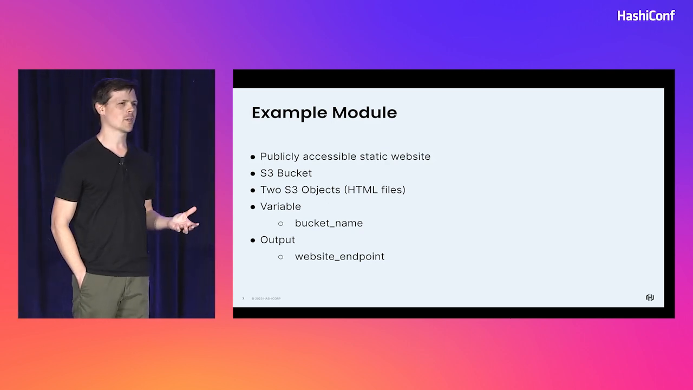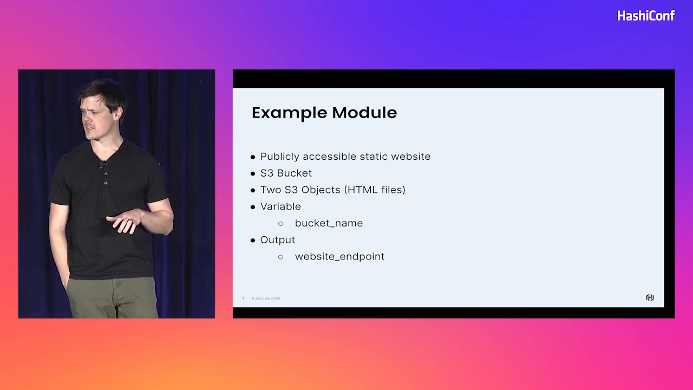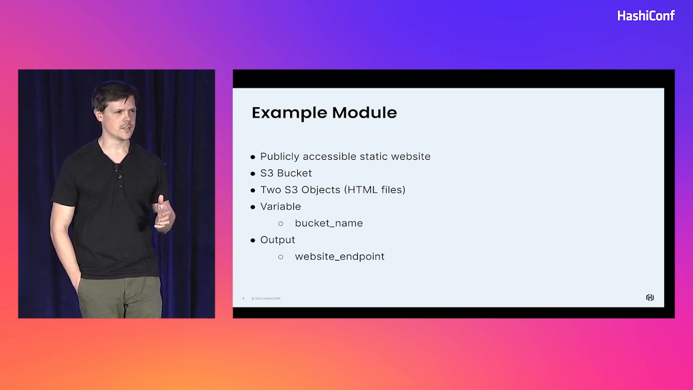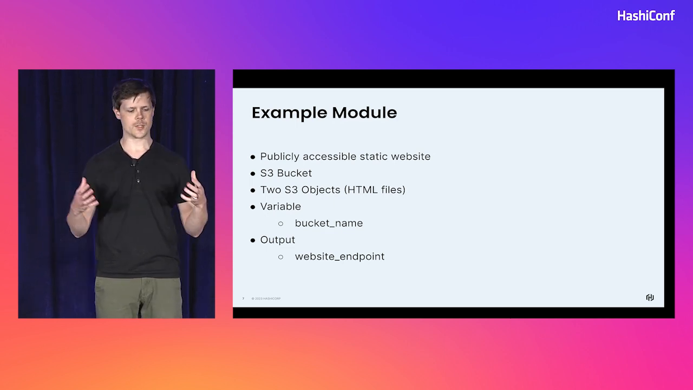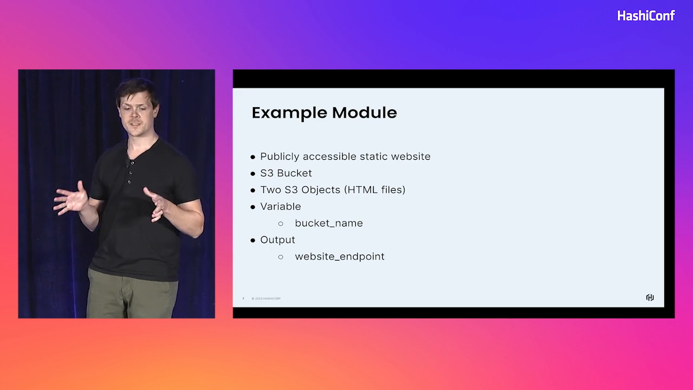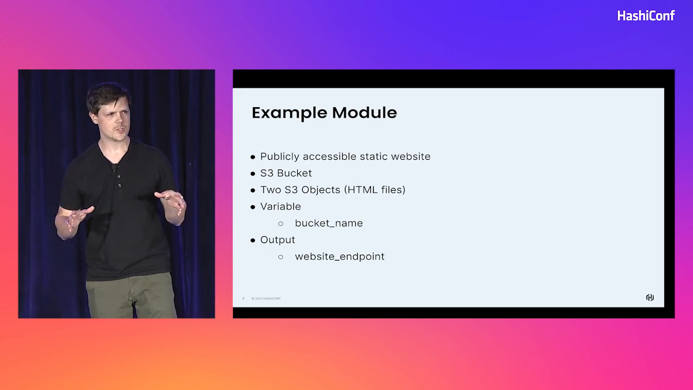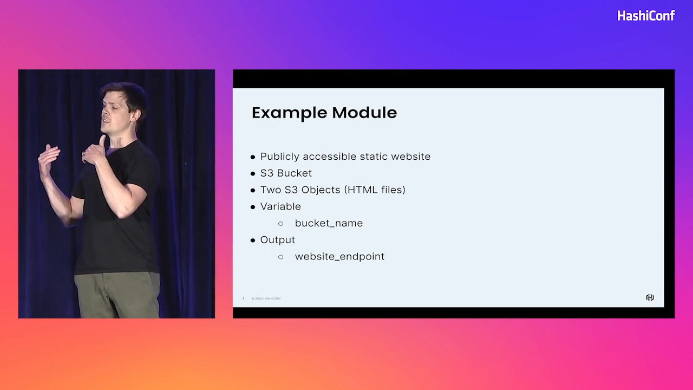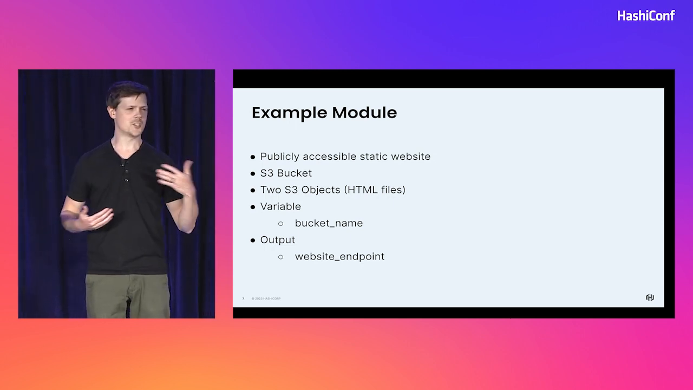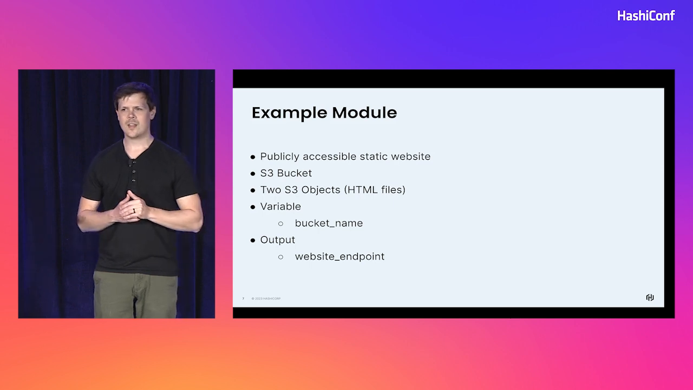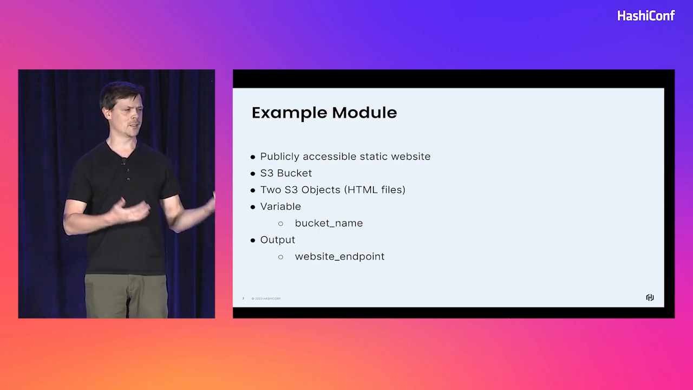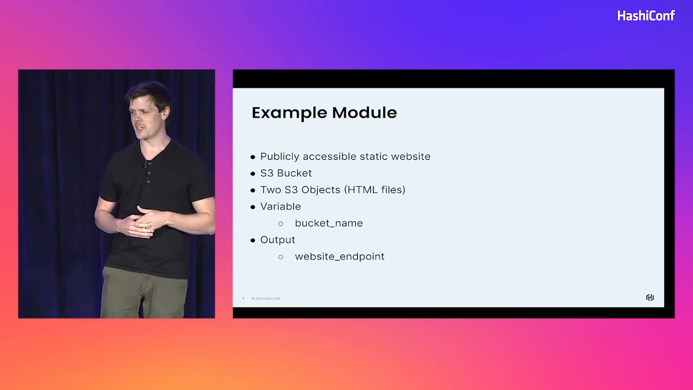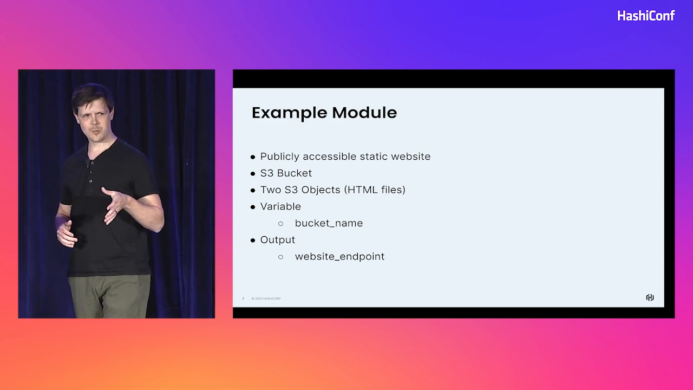So today we're going to take a look at some of this syntax, start writing some tests, and to do that, I want to ground this in a concrete example. For this example, I have a very small module. It's going to deploy a static website. It's going to do this by deploying an S3 bucket, deploy a couple HTML files as objects. It's going to configure it to be publicly accessible and to host a website. And it's going to define one variable and one output.